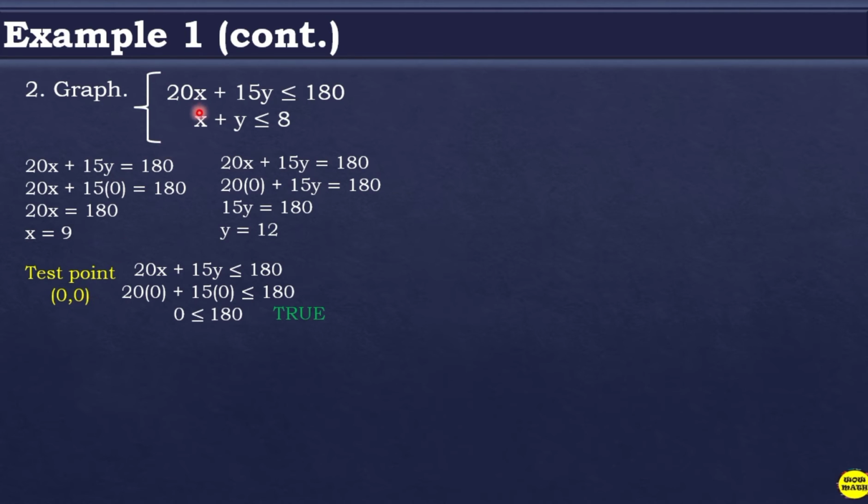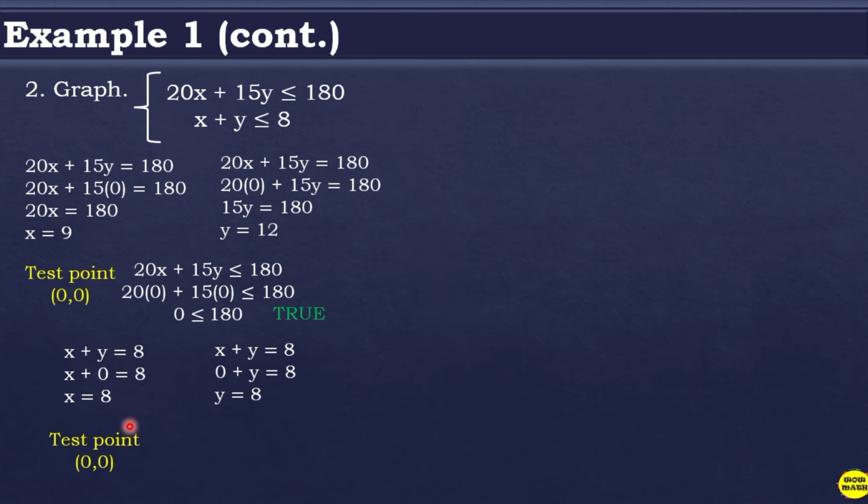Let's have the next inequality. So, we have x plus y is equal to 8. Get the x-intercept, we have 8. And then for y-intercept, we have also 8. Okay, so kuha tayo ng test point. I will be using 0, 0 para mas madali. So, substitute natin siya dito. So, 0 is less than 8. Is this true? Yes, so this is true. So, therefore, dun sa second inequality natin, pag nag-graph tayo dito, kasama siya sa shaded region, itong test point natin.